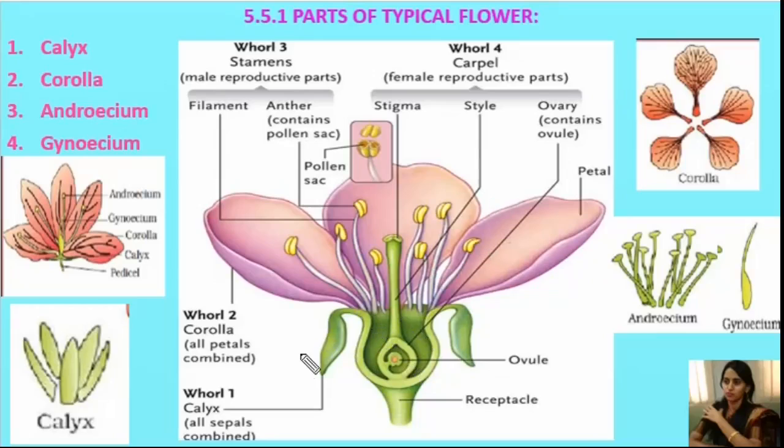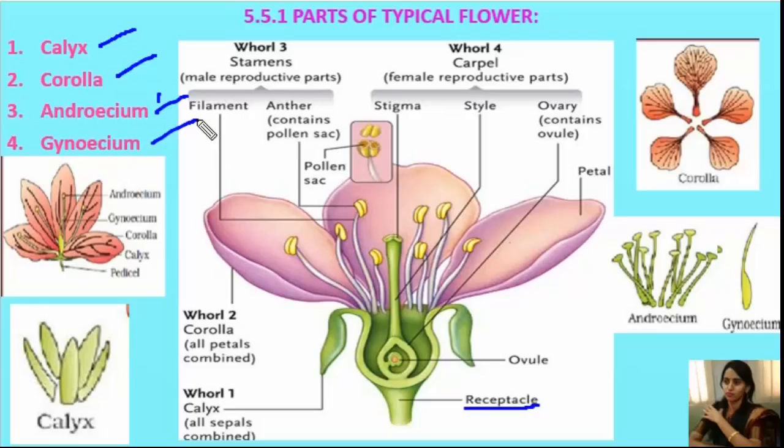The flower is borne on a stalk called pedicel. The tip of the pedicel has expanded or formed into a cup-like structure. This expanded tip of the pedicel is known as receptacle or thalamus. On the thalamus, all the floral whorls, that is calyx, corolla, androecium and gynoecium, are borne.